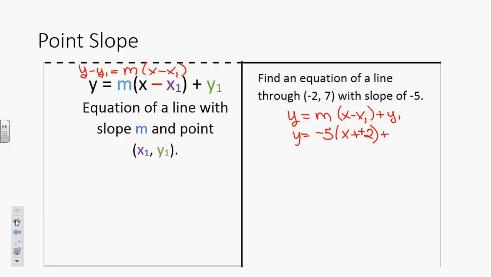Plus, what's the y coordinate? 7. So the only one we have to change the sign of is the x using this format. Okay. When it's in the parentheses with x, we change its sign. Okay. Now look at how easy this is then. We'll take that -5 and distribute it. So -5x minus 10 plus 7 is going to get us y equals -5x minus 3.